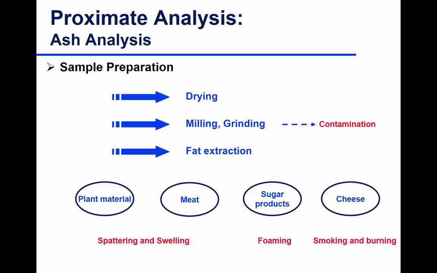And sometimes you need to do fat extraction. Say cheese and meat are high in fat. Especially in cheese, if you put the cheese sample in the muffle furnace as is, the fat starts smoking. In the smoking process, some of the material might come off your crucible, and you might lose some ash or mineral content with the smoking and burning. That might just start splattering out. So oftentimes we defat if it's high in fat, and we dry if it's high in moisture.